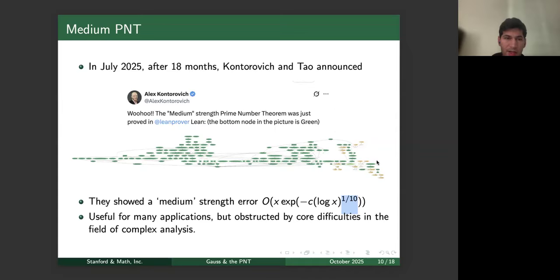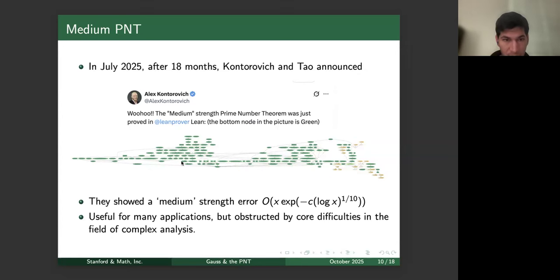But talking to Alex, he essentially told me that they were able to do this because they found a shortcut in the proof that used some minimal complex analysis that was already supported by the library, but really was avoiding the core difficulties, namely the zero-free region for the zeta function. And this was still very much a technical obstacle that they were working on.